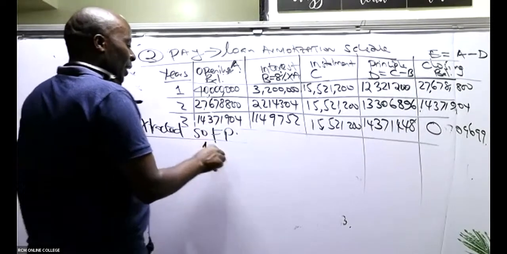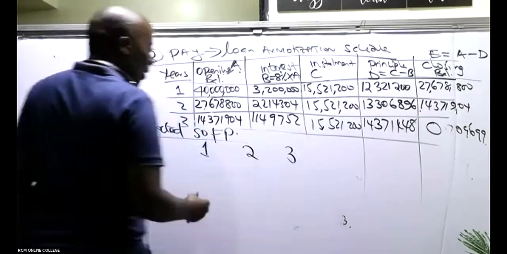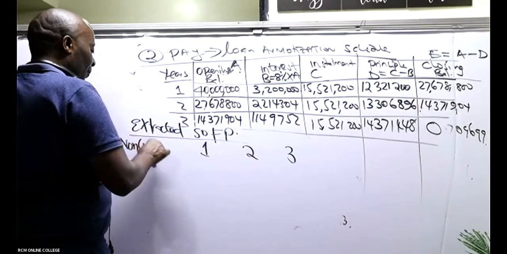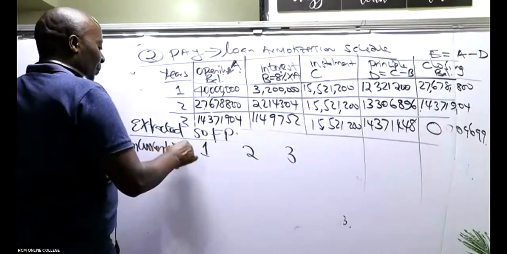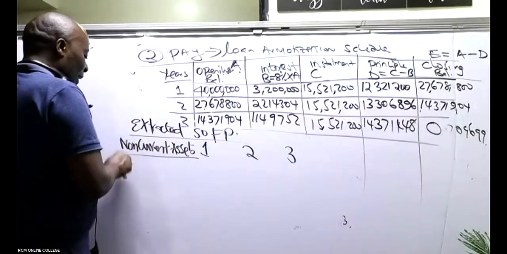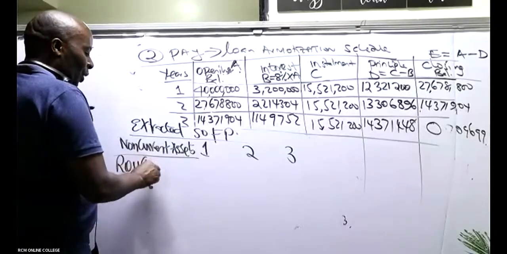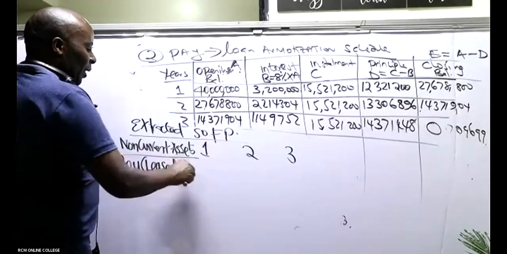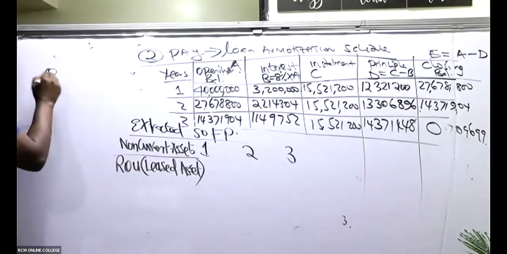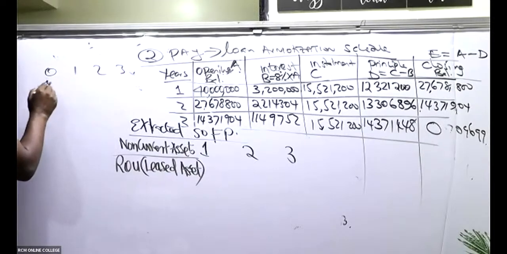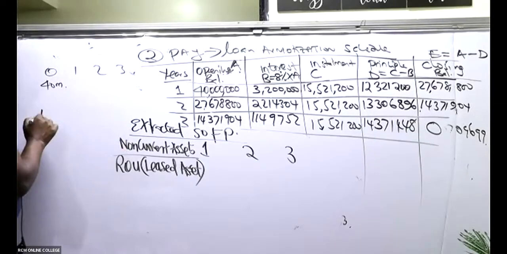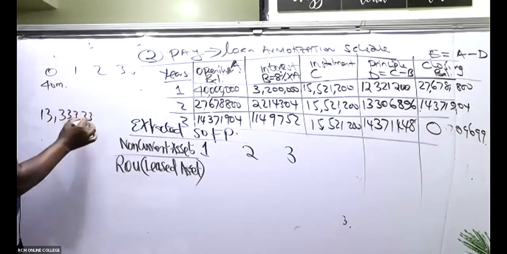Remember, we have our years 1, 2, 3. First of all, you start with non-current assets. The non-current assets, you shall always begin with this leased asset. We call it ROU, right of use, but you can simply put it there as a leased asset. At time 0 we began with 40 million, but remember each year we are losing that 13 something. Was it 13,333,000 each year?